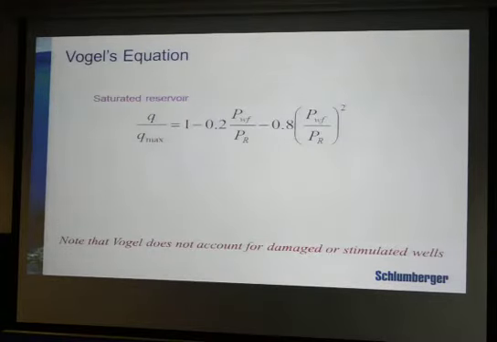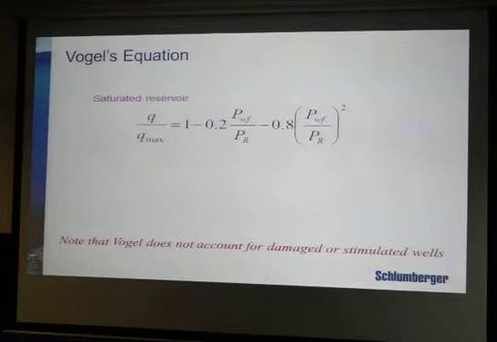Okay, this is the Vogel equation I was talking about. One thing to remember, this is valid only when your water cut is below 50%. This includes your completion and perforation pressure drop, but this doesn't include any damage. If you have a stimulated well, or if the well has been damaged, this doesn't include that.